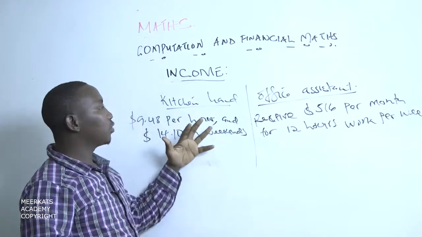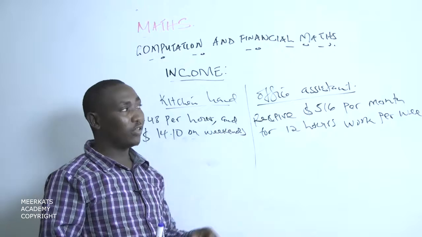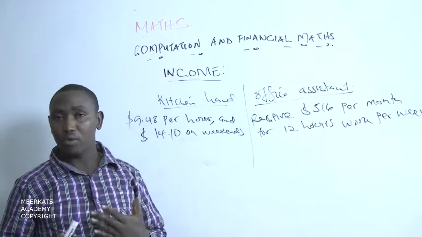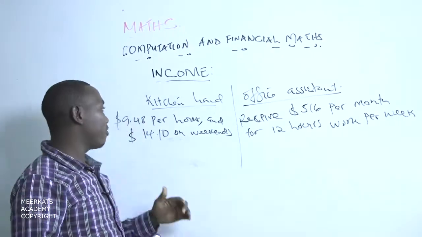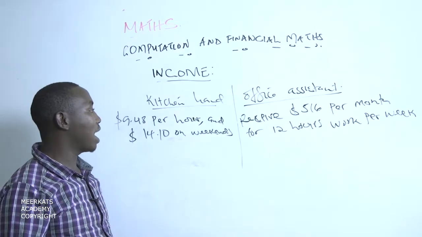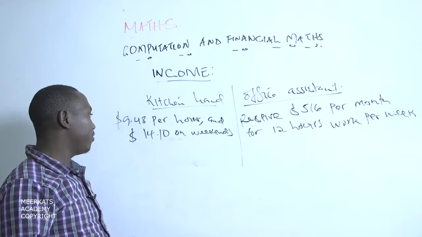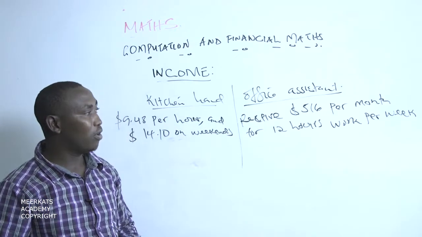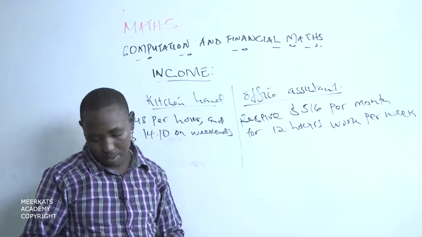We are therefore supposed to come up with an idea of which job is better between being a kitchen hand or an office assistant, for which these two individuals are going to apply. If it were you, which job will you apply for? Being a kitchen hand or being an office assistant? We have been told that being a kitchen hand will attract an income of 9.48 US dollars per hour. But if you're working on weekends, which is overtime, you earn 14.1 US dollars. But being an office assistant attracts an income of 516 US dollars per month when you're working 12 hours each week.